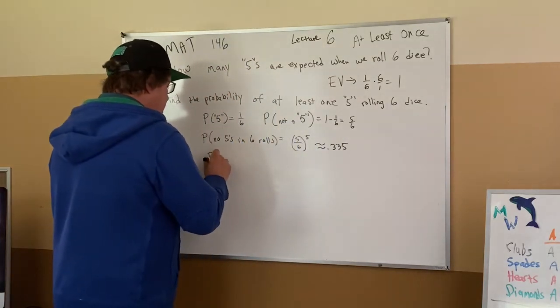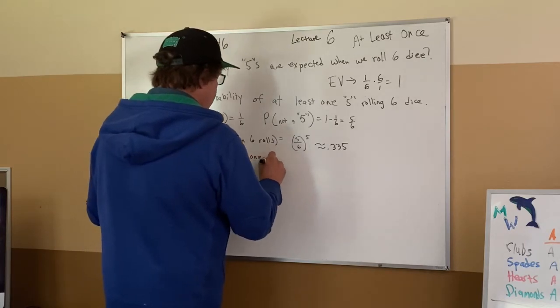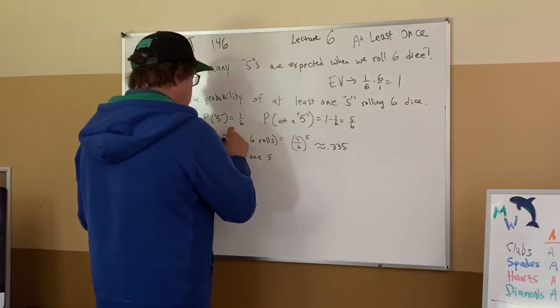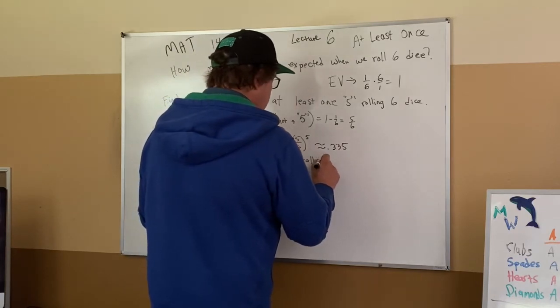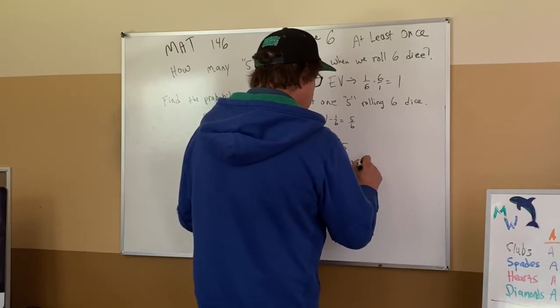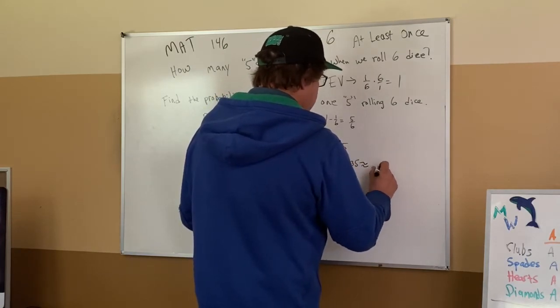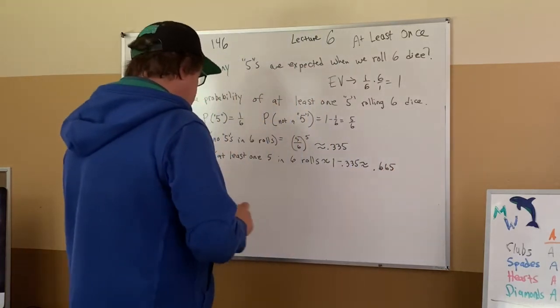Therefore, the probability of at least 1 5 in 6 rolls is, take the 1 minus the 0.335, and you're looking at this thing being 0.665. About 2/3 of the time, you'll get at least 1.